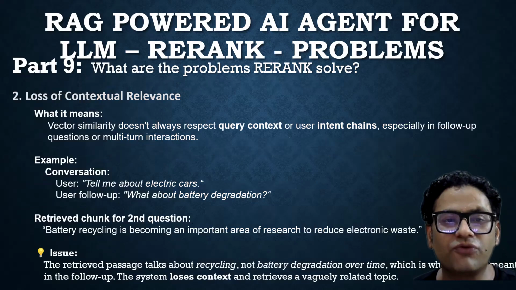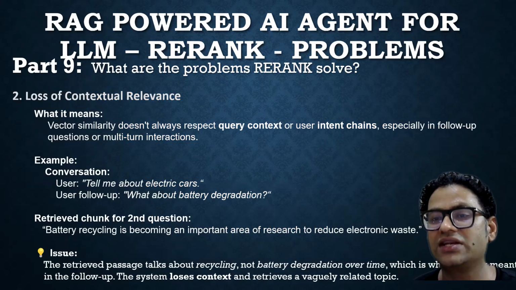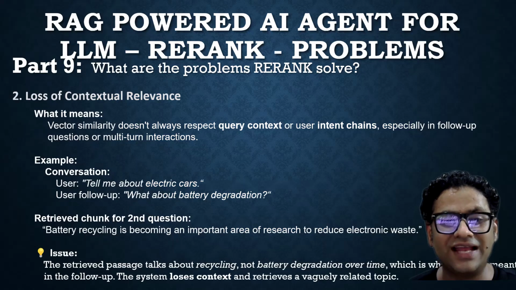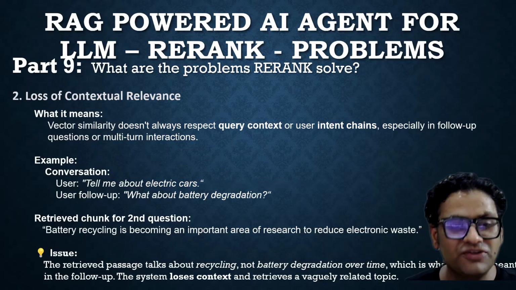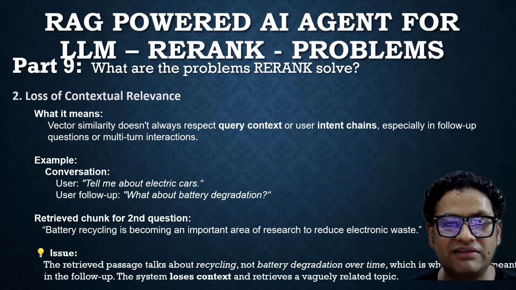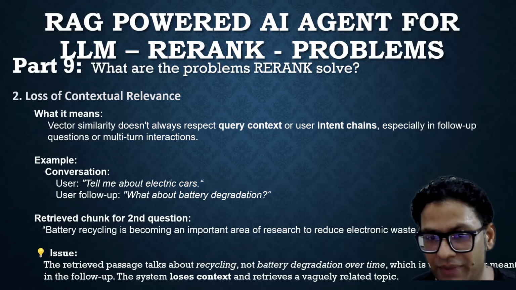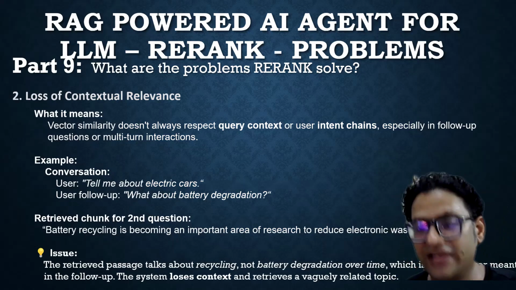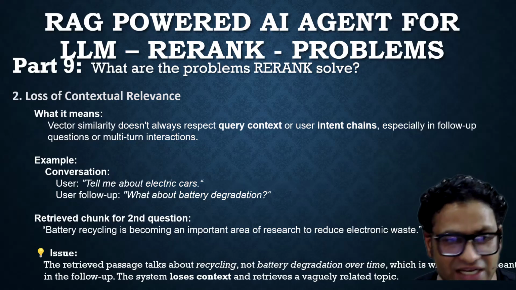Similarly, the second problem is loss of contextual relevance. Vector similarity doesn't always respect query context or user intention, especially in a follow-up question. We can understand this: the first one we ask is, tell me about electric vehicles. The follow-up question is, what about battery degradation, right? So this is the next question. The retrieved chunk for the second question is only considering the second one: battery recycling is becoming an important area of research to reduce electronic waste, right? The retrieved passage talks about recycling, not battery degradation over time, which is what the user meant in the follow-up. The system loses the context, right? So this is the second problem.